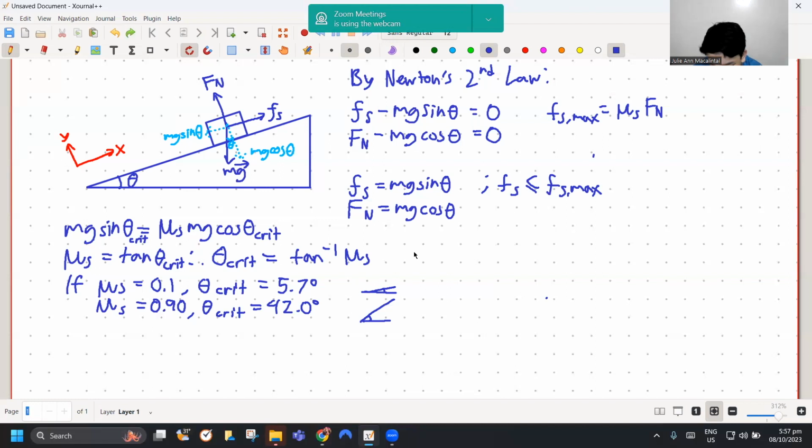Paano pag wet tire, pag wet street? Let's say yung mga designers were too lazy tapos medyo naka-incline, just slightly below yung theta. Tapos umulan, nag-iba yung static friction coefficient. So bigla lang magsaslide sila, yung mga kotse.